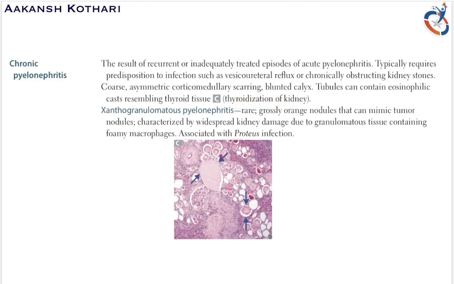Am I clear? Now, there is a rare form of chronic pyelonephritis, that is xanthogranulomatous pyelonephritis, which presents like an orange nodule mimicking a tumor. Okay, so it is a case of pyelonephritis which often mimics a tumor and is characterized by widespread kidney damage. Due to the presence of granulomatous tissue which contains foamy macrophages, there can be widespread kidney damage. And xanthogranulomatous pyelonephritis is associated with Proteus infection. Is it clear? So this is all about urinary tract infection.